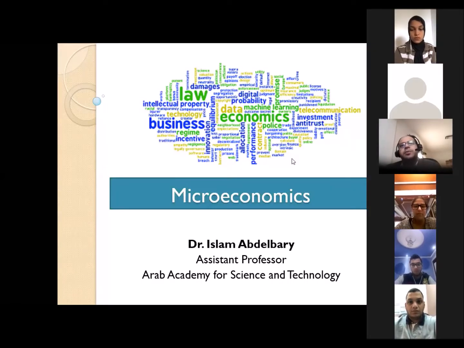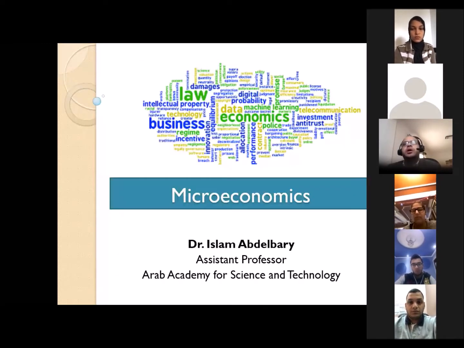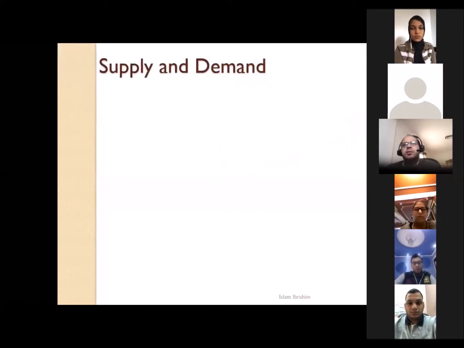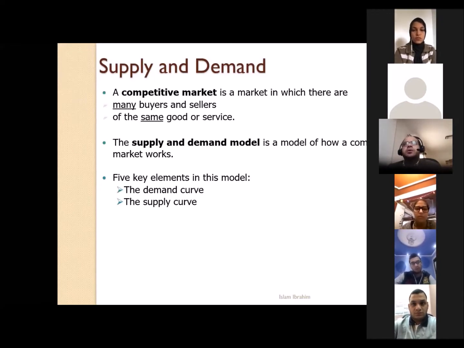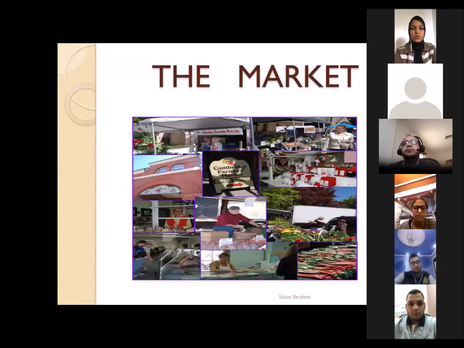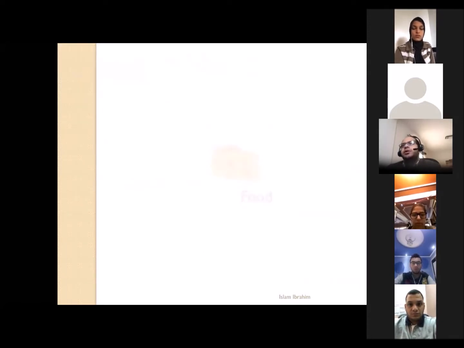Let's start briefly, recovering what we already have done before. So we start by analyzing the market when we find supply and demand. So again, what is the difference between supply and demand? Supply, demand. So demand is represented by consumers or buyers, and supply is represented by producers and sellers.